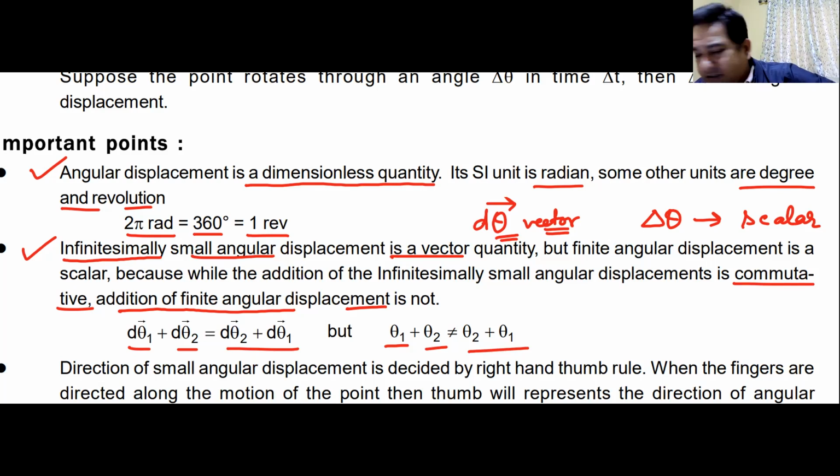Small change in angular position obeys commutative law. How would you understand this?